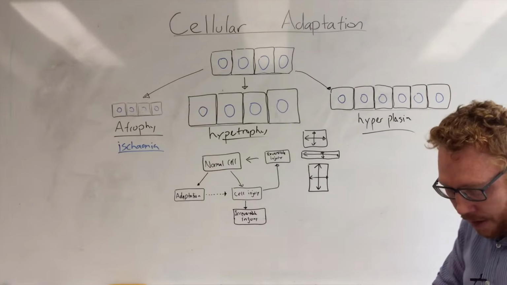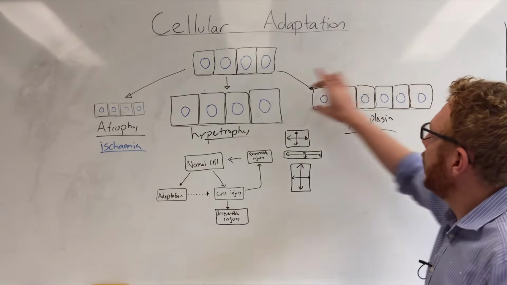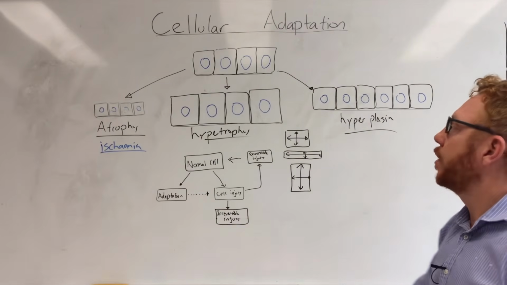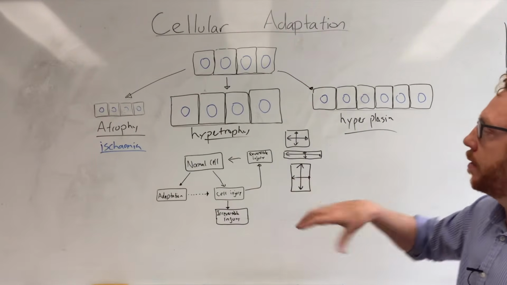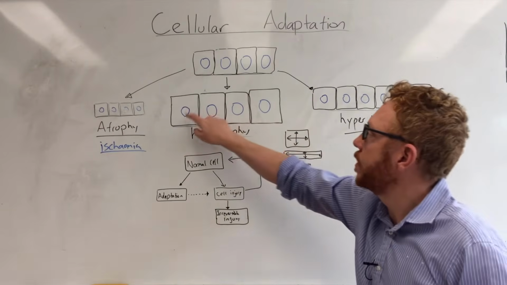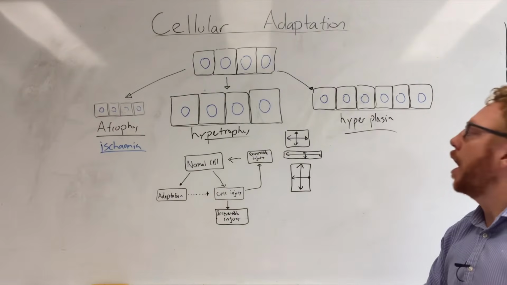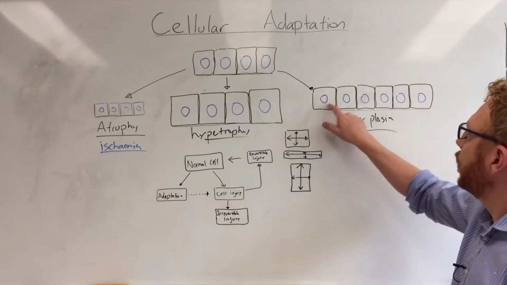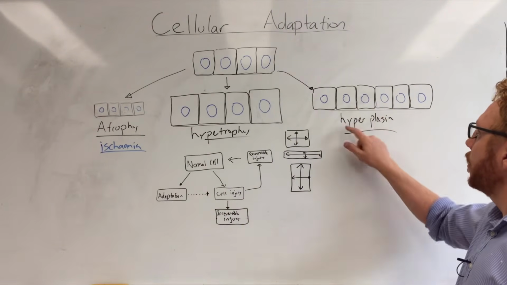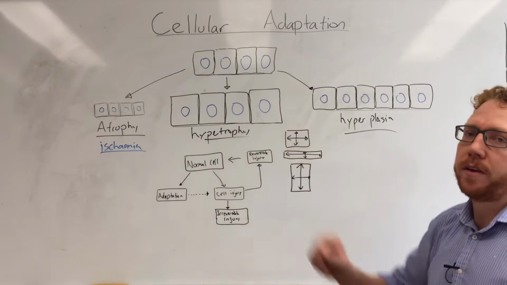Now if you were looking at the actual tissue level, in either case the tissue size would increase. But the difference is that with hypertrophy the tissue size increases by an increase in cell size, but in this one, the increase in organ size is through increased cell number. So hyperplasia is an increase in cell number, not cell size.